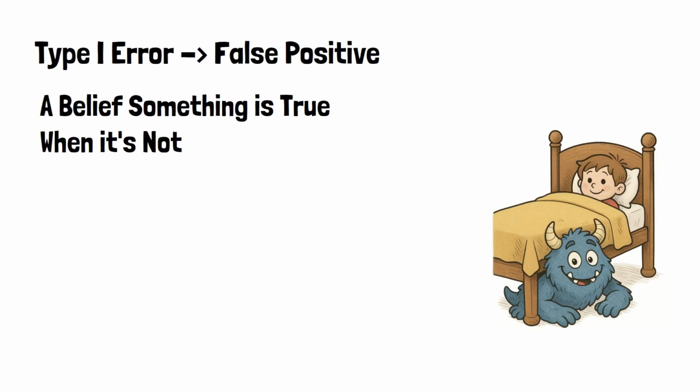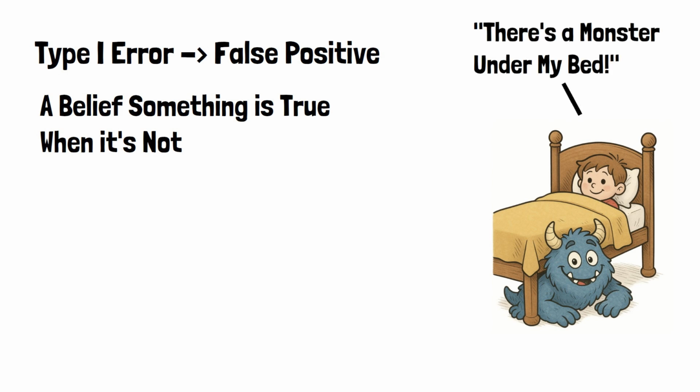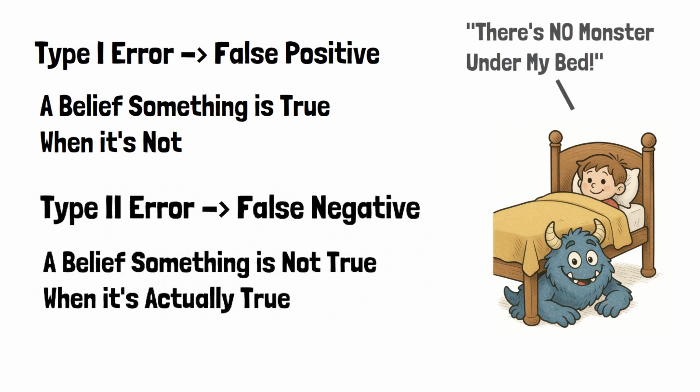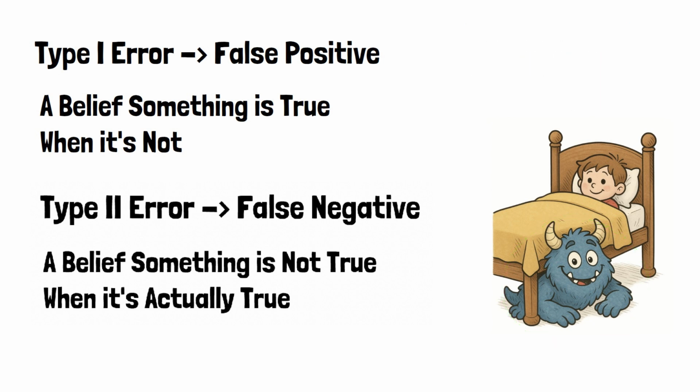To explain, a type 1 error is a false positive, believing something is true when it's not. A type 2 error is a false negative, believing something is false when it's actually true. In both cases, you end up wrong. Therefore, the challenge is learning how to choose the least worst option.